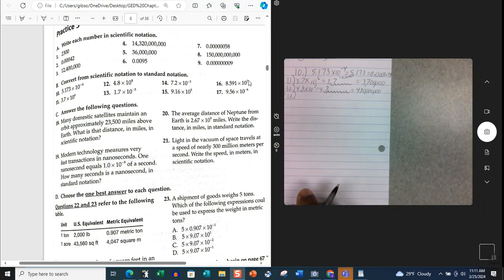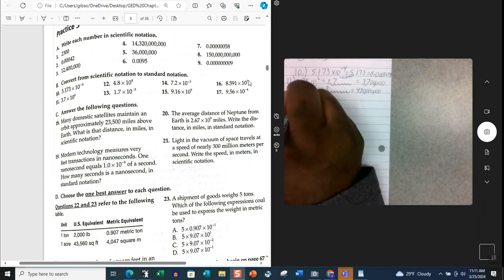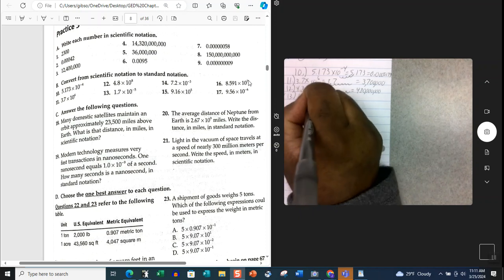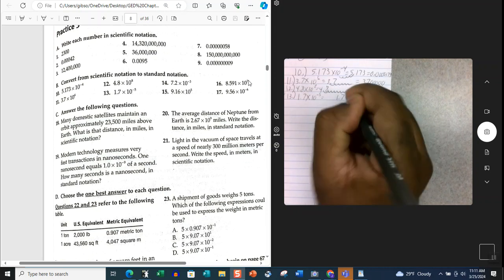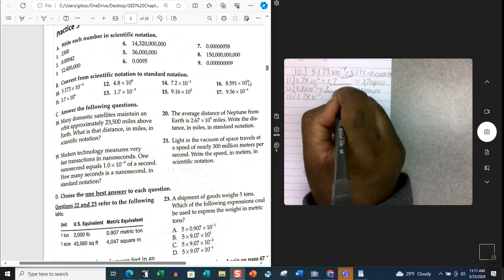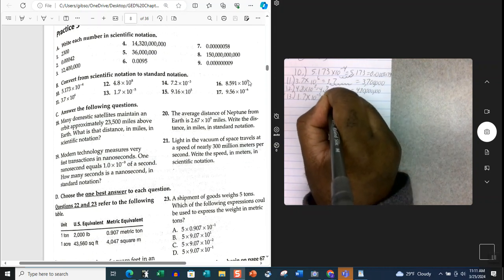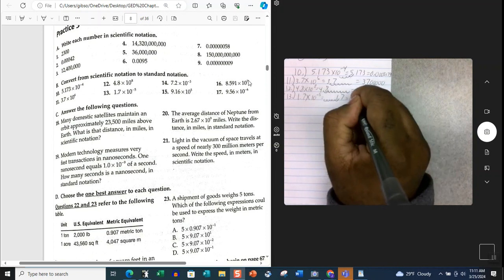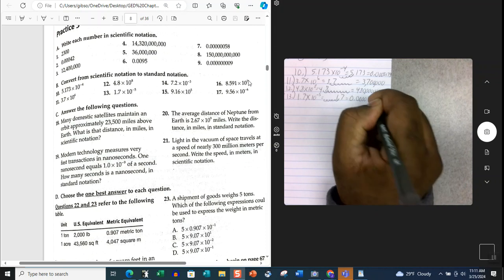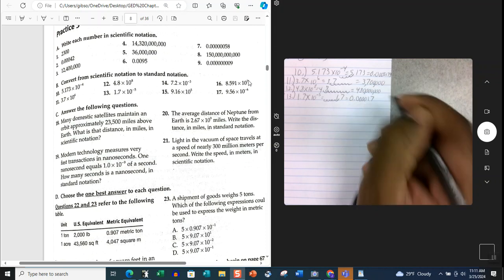So now we go to 13. We have 1.7 times 10 to the negative 5. So we'll take our 1.7 and we'll move 5 places to the left. 1, 2, 3, 4, 5. So it'd be 0. We'll put 4 zeros, and then we'll put 1, 7.